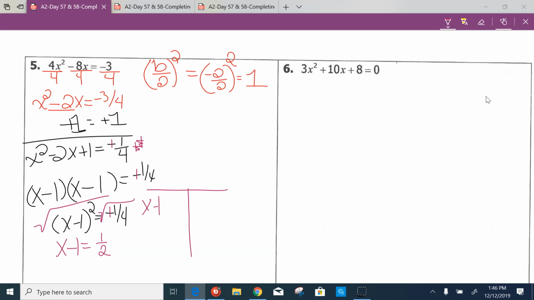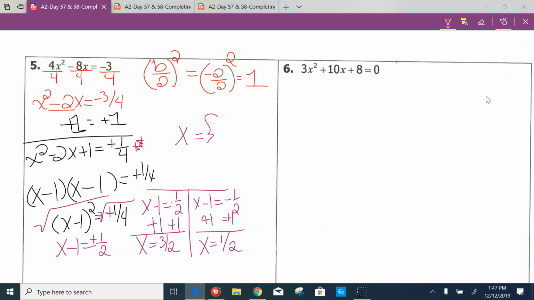I have to do x minus 1 equals positive 1/2, and x minus 1 equals negative 1/2. The solution to both requires me to add 1 to my answers. So when I do that, I get x equals 1/2 plus 1, which is 3/2 or 1.5. And then over here on this side, negative 1/2 plus 1 equals 1/2. Negative 50 cents plus $1 gives you 50 cents. So my solutions are 1/2, comma, 3/2.